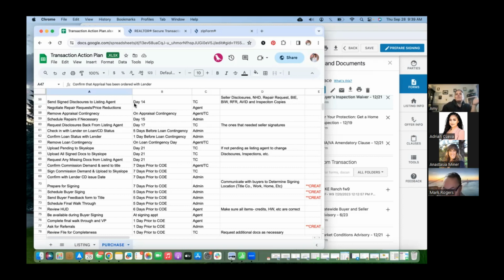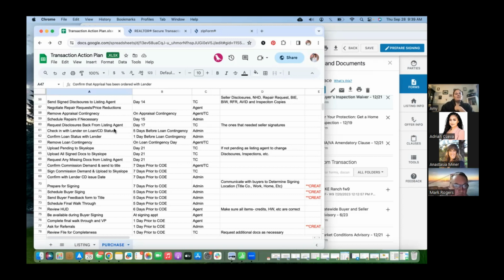So remember back there on day 14, we sent disclosures back to the listing agent. And it's not just the seller disclosures we're sending back. We're also sending over other things that were signed by the buyer that may need seller signatures on them. So we want to make sure we get all of those back signed.